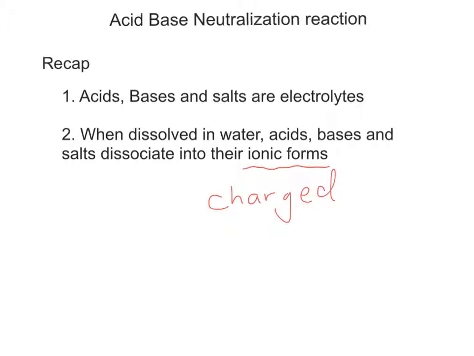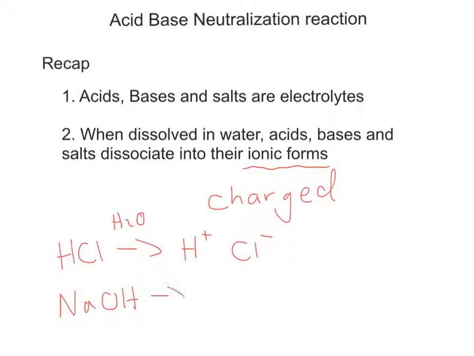So for example, let's say we have HCl, which is our classic acid. When it's dissolved in water, it separates into our hydrogen ion and our chloride ion. Same thing with sodium hydroxide. When that's dissolved in water, it dissociates into our sodium ion and our hydroxide ion.